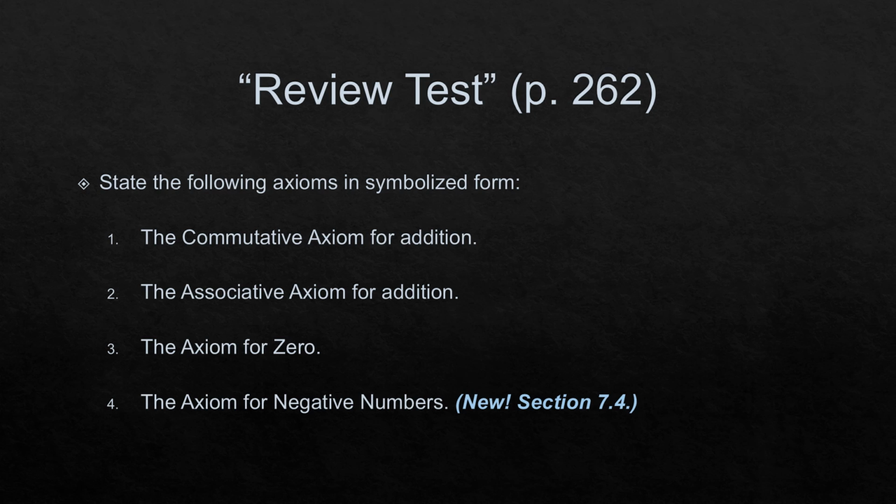On page 262 of the Suppes Hill textbook, as part of the review test, we're told to state the following axioms in a symbolized form. We have the commutative axiom, the associative axiom, the axiom for zero, and finally the axiom for negative numbers, which, by the way, is what's new, and that's from section 7.4.